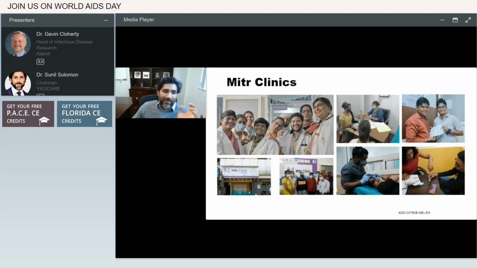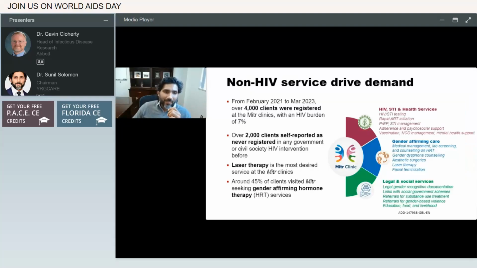And as you can see from these pictures, all our staff were from the trans community, especially in the Hyderabad clinic. So the way we designed the model is that we did have to do HIV and STI services, but we also included gender-affirming care, including laser hair removal, counseling on hormone replacement therapy, helping them with their identity cards, which are hard to navigate because these require you to go online, fill out forms. For many of these populations, they don't know how to use these computers. And so we have people in the clinic who help them do these different services. So we've registered about 4,000 clients between 2021 and 2023.